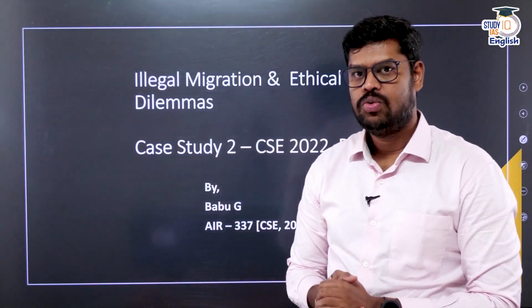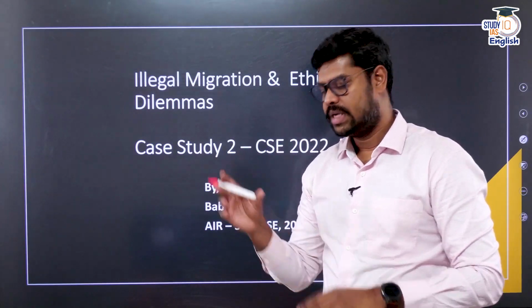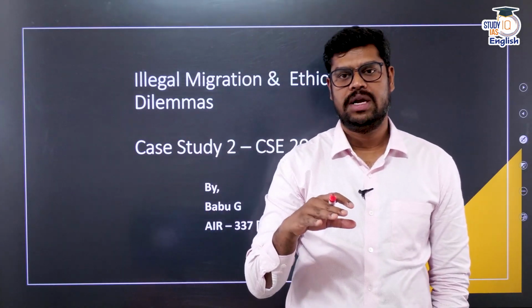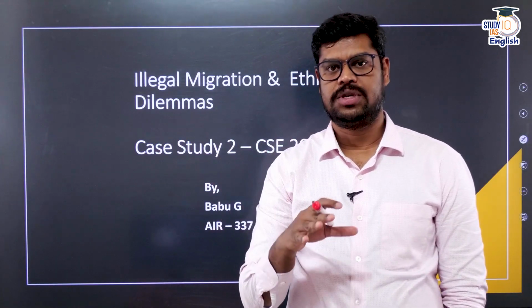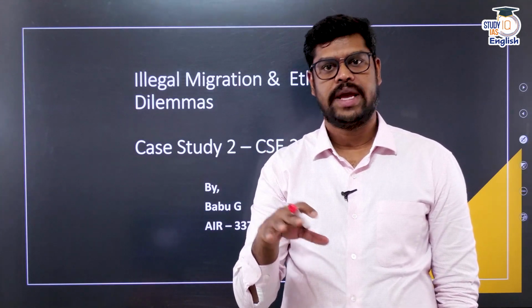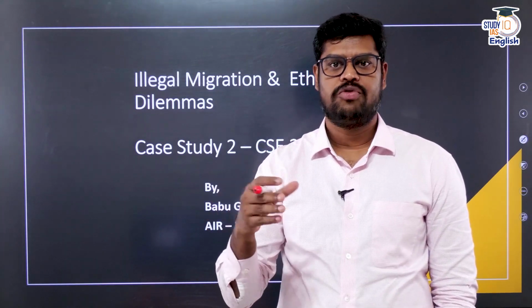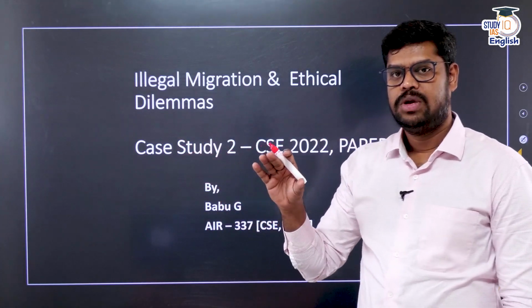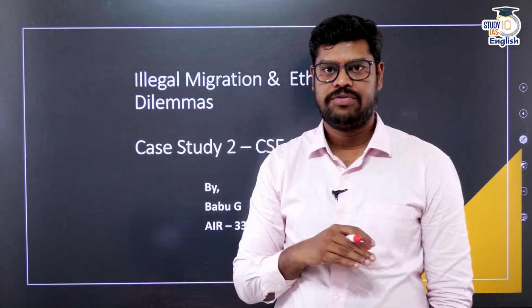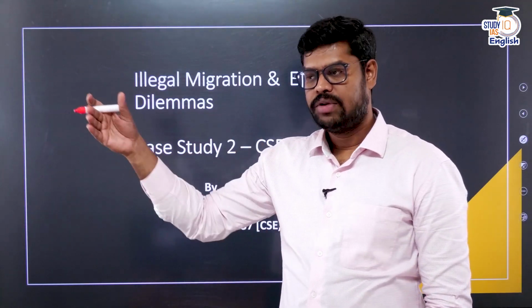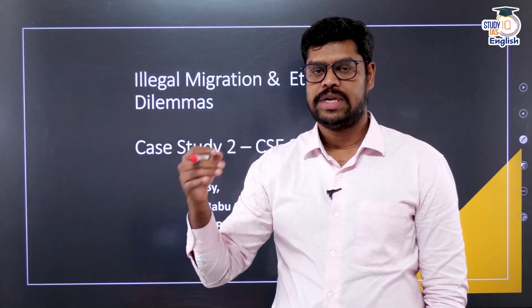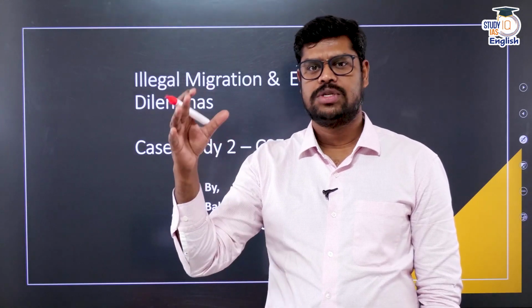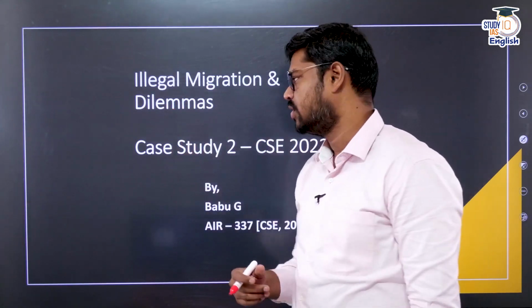Alright, with that we'll go to case study number 2, which is related to the issue of illegal migration and the ethical dilemmas and issues faced by an officer who is posted in a government department and has to take care of all those things. This was a case study that was asked in the year 2022. Let us try to understand this case in the first place, and then see the various directives in it, because answering the directives is the most important part. The remaining things are almost the same, but you will have to answer according to the directives asked in the question.